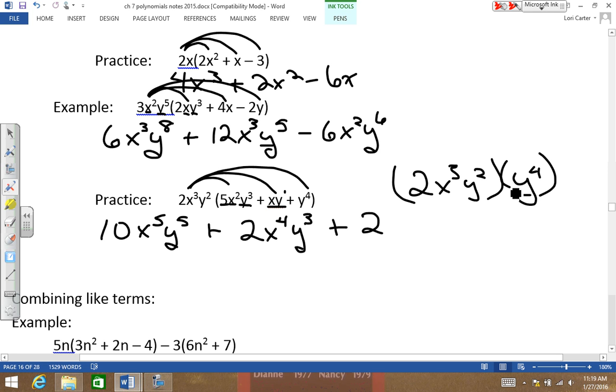Okay. So I look here. 2 times 1 is 2. Now you're on to the x's. How many x's do you have? 3. There you go. How many y's? How many y's are here? 2. And 4. What's 4 plus 6? There we go.